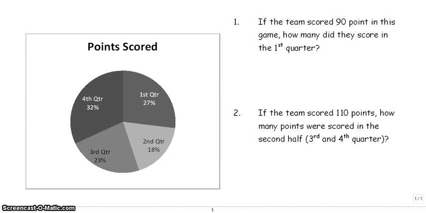Alright class, let's review some pie chart information here. Here we have a pie chart describing the total number of points scored on average in the first quarter, second quarter, third quarter, and fourth quarter of a game.